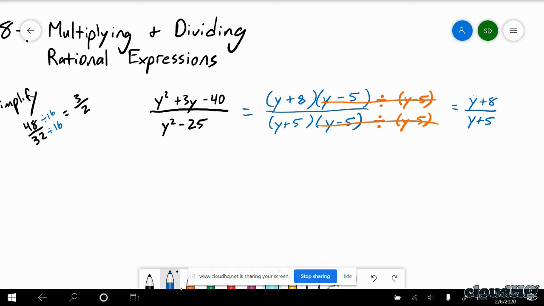Y plus 8 is already factored all the way down. It is prime. That is a prime factor. Same thing with y plus 5. So y plus 8 is a factor, y plus 5 is a factor. They can't go further. Do they have a common factor? They don't. Y plus 8 is different than y plus 5. So that is as simplified as we can go.